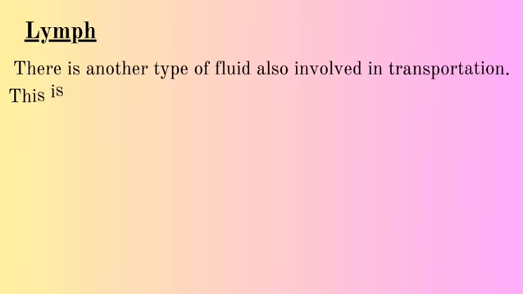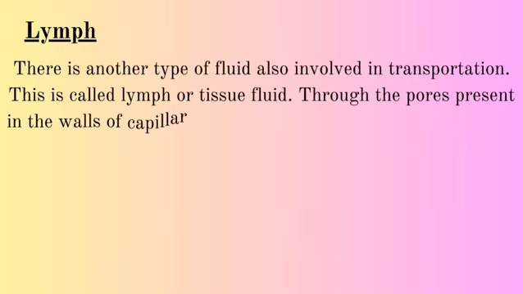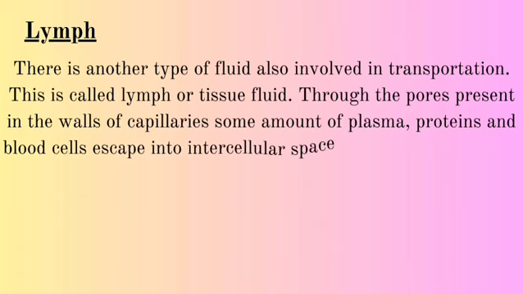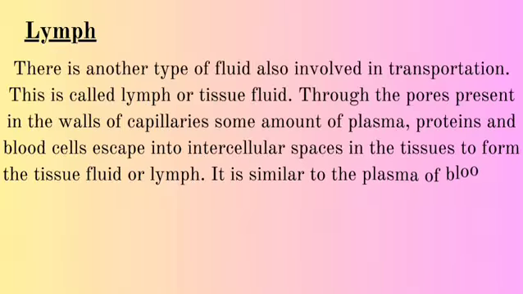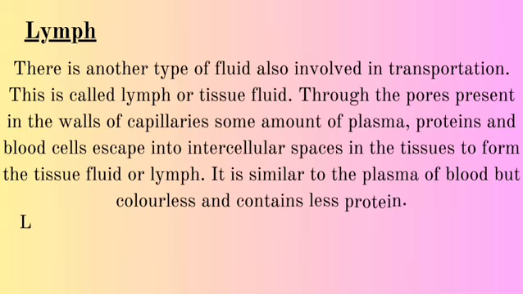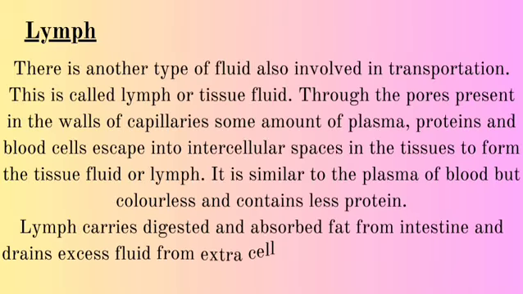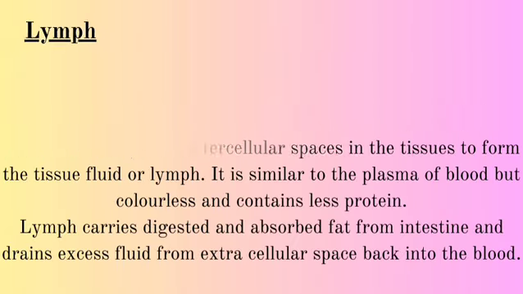Lymph. There is another type of fluid also involved in transportation. This is called lymph or tissue fluid. Through the pores present in the walls of capillaries, some amount of plasma, proteins and blood cells escape into intercellular spaces in the tissues to form the tissue fluid or lymph. It is similar to the plasma of blood but colorless and contains less protein. Lymph carries digested and absorbed fat from the intestine and drains excess fluid from extracellular space back into the blood.